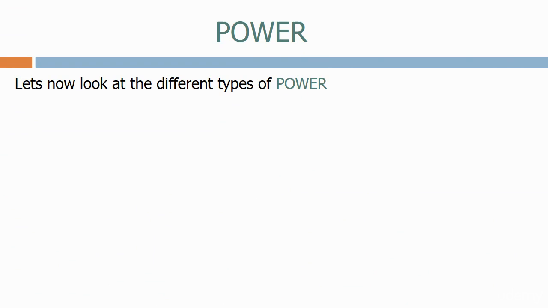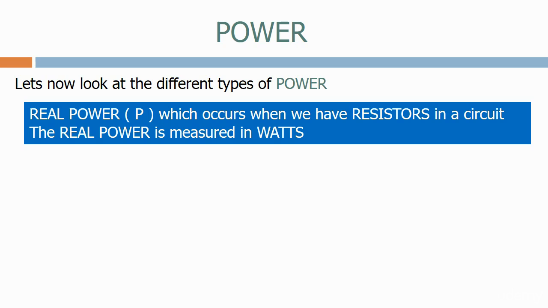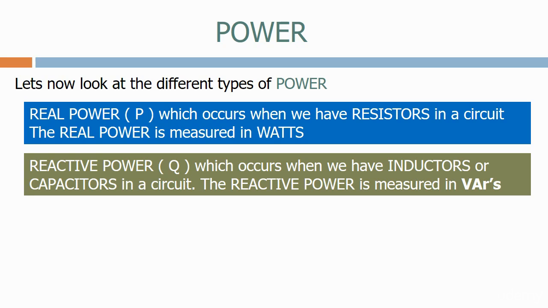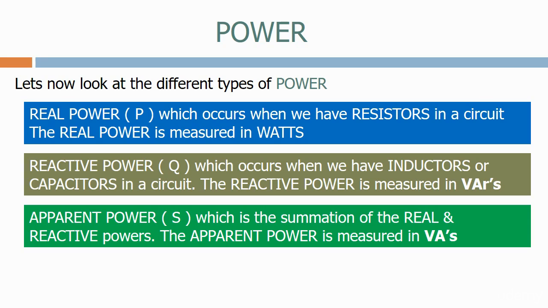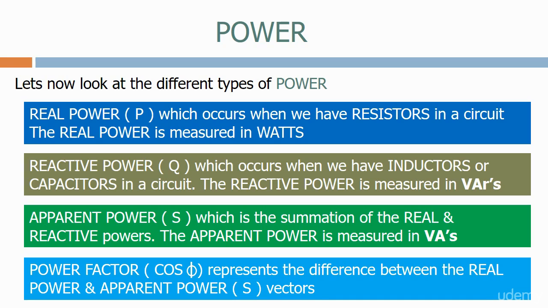Let's now look at the different types of power. Firstly, the real power P, which occurs when we have resistors in a circuit. The real power is measured in watts. Next we have the reactive power Q, which occurs when we have inductors or capacitors in a circuit. The reactive power is measured in vars. Next we have the apparent power S, which is the summation of the real and reactive powers. The apparent power is measured in VAs. The power factor cos phi represents the difference between the real power and apparent power vectors.